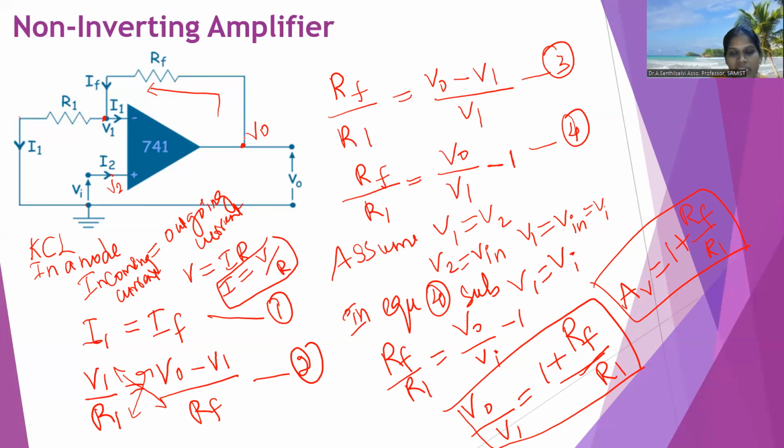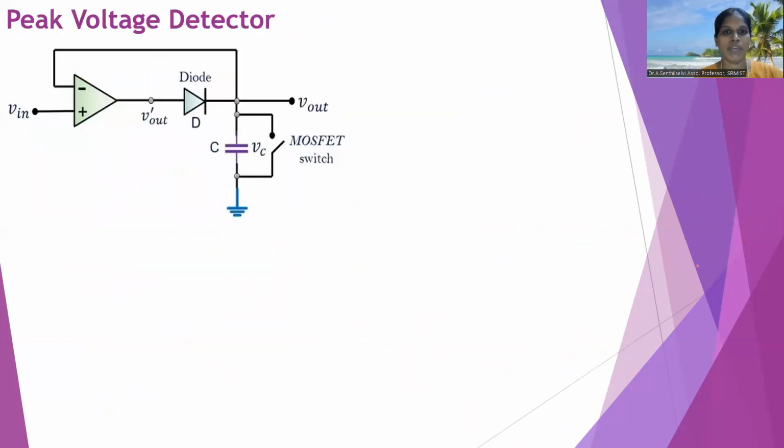Just doing cross multiplication. After doing cross multiplication, in an ideal operational amplifier we have an assumption that V1 equal to V2. Here V2 is connected with V in. That's why we are also substituting V1 as Vi. Simply V in is written as Vi. So in this equation, we are substituting Vi instead of V1. So V out by V in equal to AV. So AV equal to 1 plus RF by R1. This is the non-inverting amplifier.